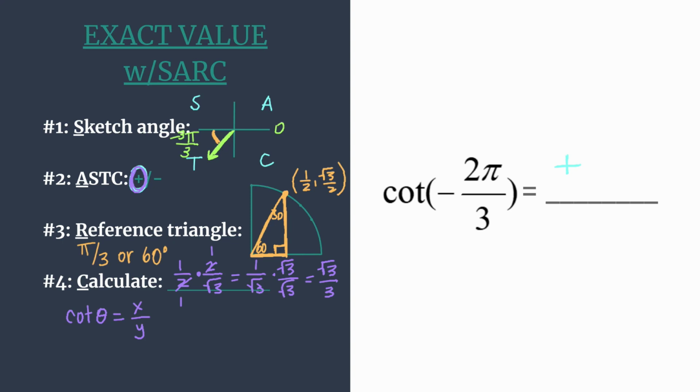All right, so recalling that we got our positive final value from step 2, we know that the cotangent of negative 2 pi over 3 is going to be positive square root 3 over 3.